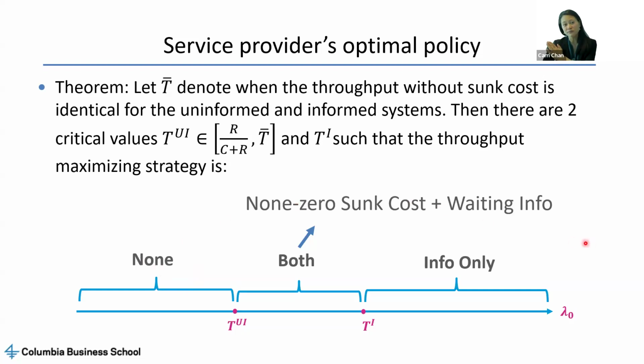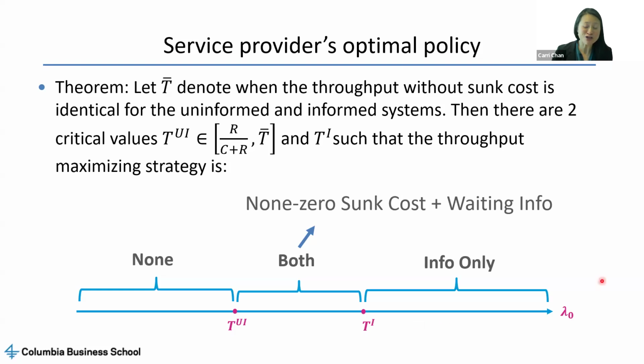At the other extreme, when the arrival rate is really, really high, then you want to only provide waiting time information. You actually do not want to have a sunk cost because that sunk cost is going to discourage people from joining the system in the first stage. And the queue length information in the second stage is actually going to be sufficient to ensure that we're getting the right behavior of the customers. And so you only want to provide information on the waiting time. The sunk cost will actually hurt you.